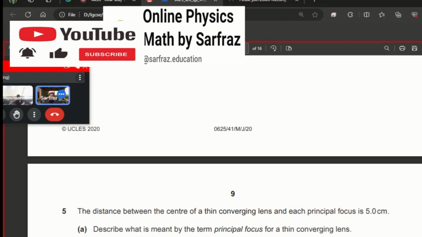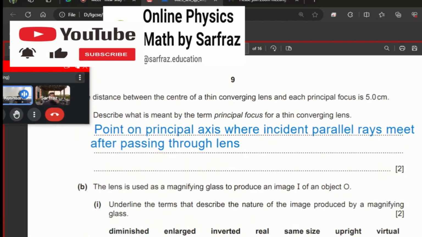The next question says that the distance between the center of a thin converging lens and each principal focus is 5 centimeter. Describe what is meant by the term principal focus of a thin converging lens. So here you have to just define principal focus. It's where they meet after passing through a lens. Yes, it's the point where all the rays, after passing through the lens, will meet.